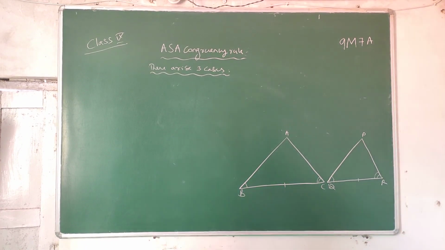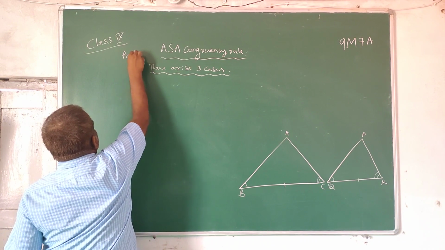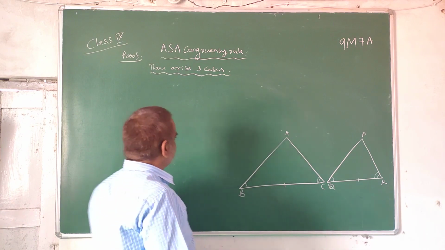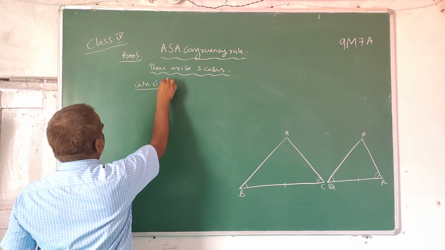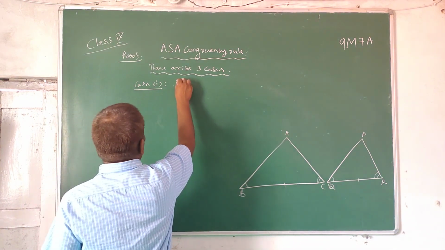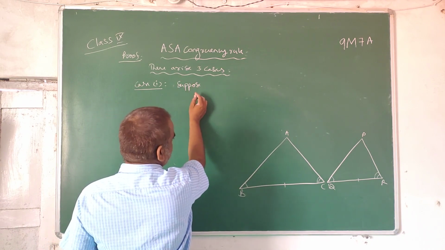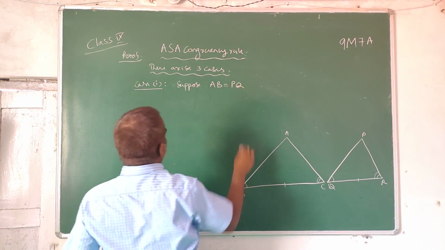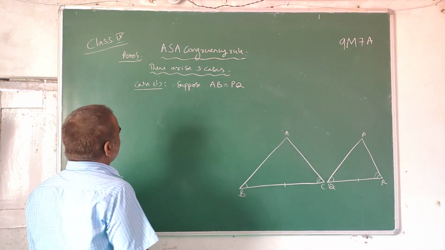So now, proof. There arise three cases. What are those three cases? In three cases we are going to prove the theorem. Case one is, suppose we consider that AB equal to PQ. We are considering that AB and PQ are equal.